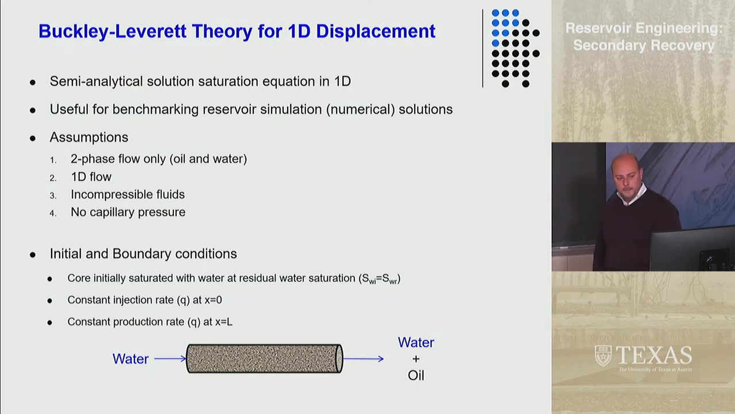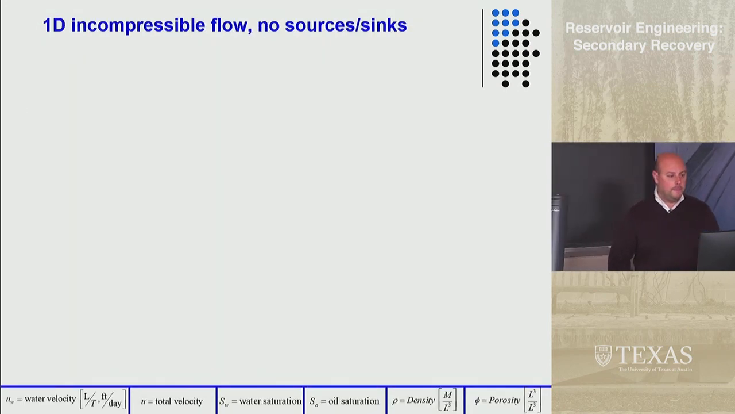And then because the fluids are incompressible, whatever we inject on the left, however many barrels per day we inject, we produce that many barrels per day on the other side. So that rate at x equal to L is also constant. Now some of that might be water and some of it might be oil, and that might change with time, but the overall total rate is going to remain constant.